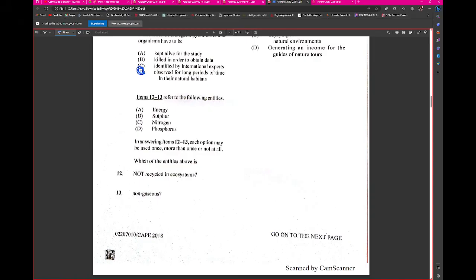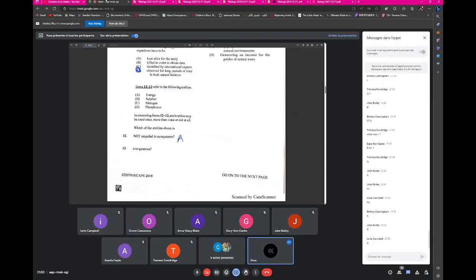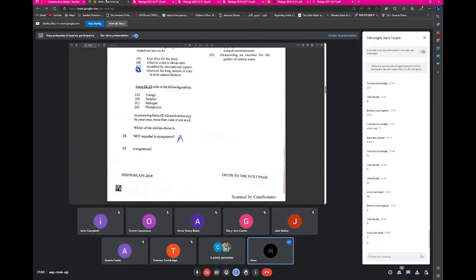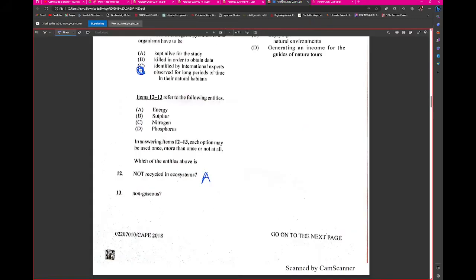Alright, so let's look at this. Which of the entities above is not recycled in ecosystems? Energy, right? And it's non-gaseous. How would that be? What would be not gaseous? A, alright, would be nitrogen, it won't be gaseous. Are you sure?